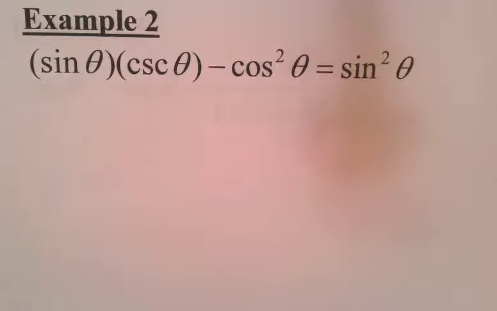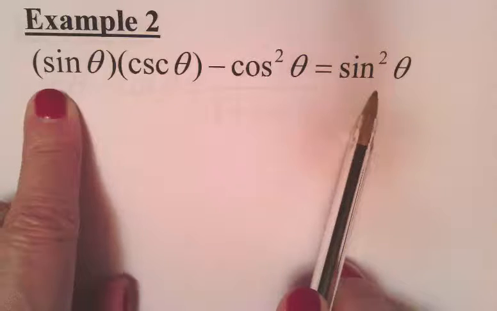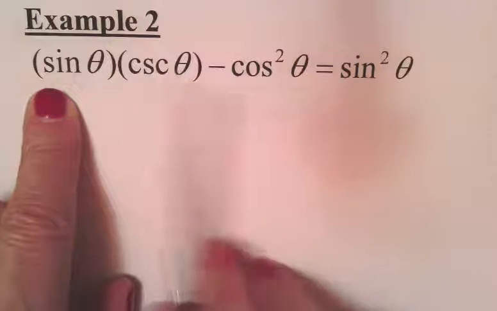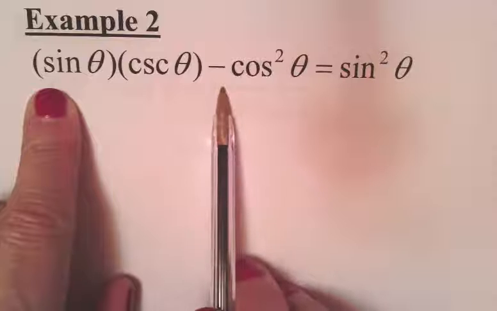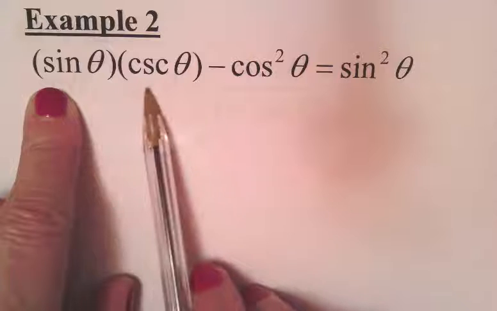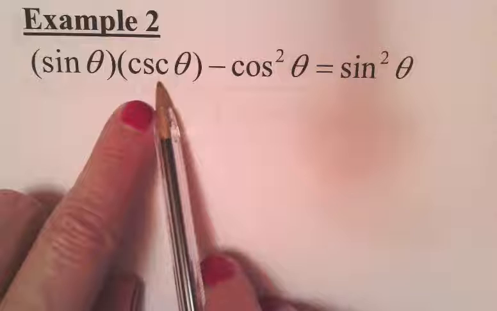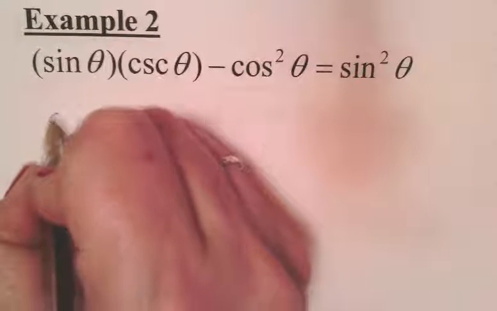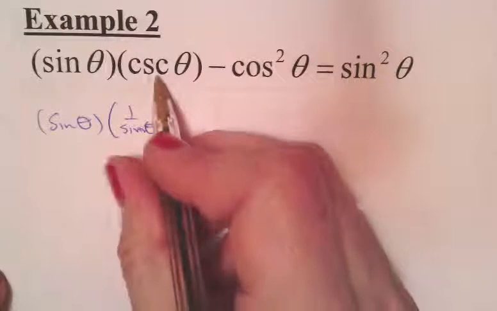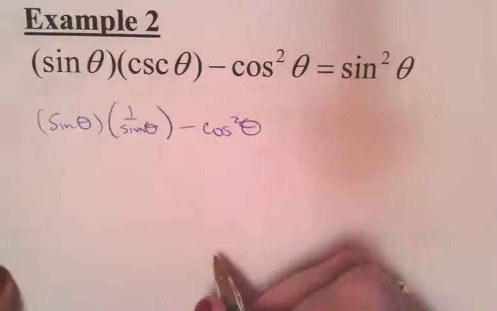Example 2, I have this side and I have this side. So I'm going to decide where I should start. I definitely would start with this side. A lot more things are going on here, a lot more things I can probably do. So let's see, is there any algebra or trig steps I can do? Well, I see that this is cosecant. These are in terms of sine and cosine. So let's do a trig step. Let's replace that cosecant with 1 over the sine. Okay, so all I'm doing is the trig step of replacing that with 1 over the sine of theta.